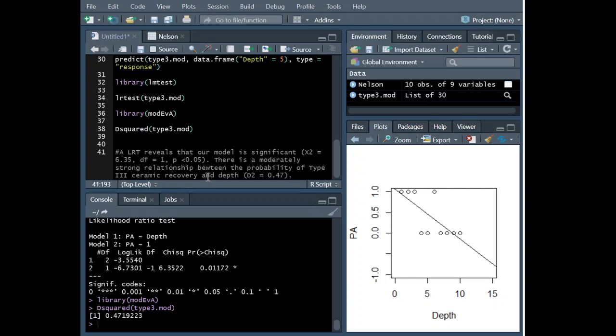deviance. And so yeah, this is a pretty nice binomial family GLM explaining what's going on with the presence or absence of a certain type of ceramic, which in the modeling context translates to a probability of finding one of those pieces of pottery as a function of depth, which is pretty cool.